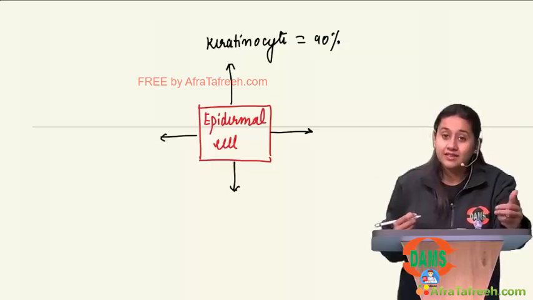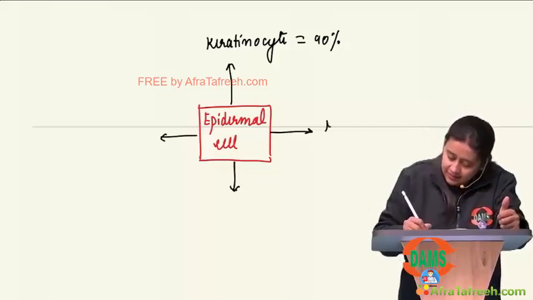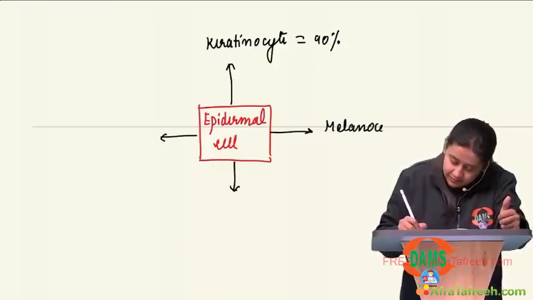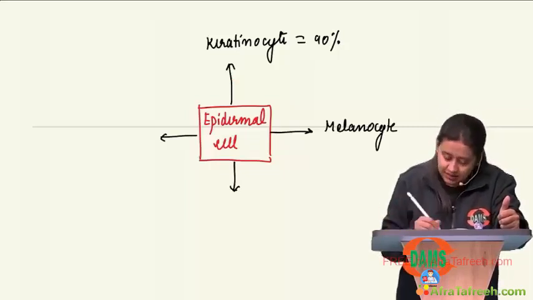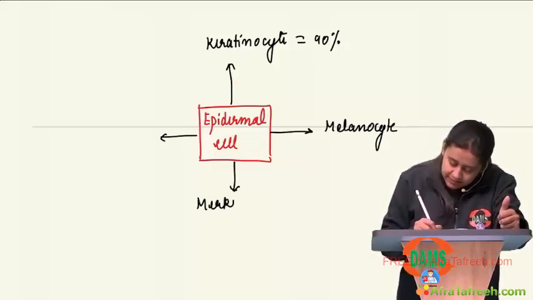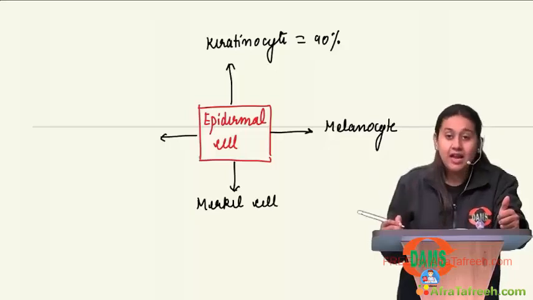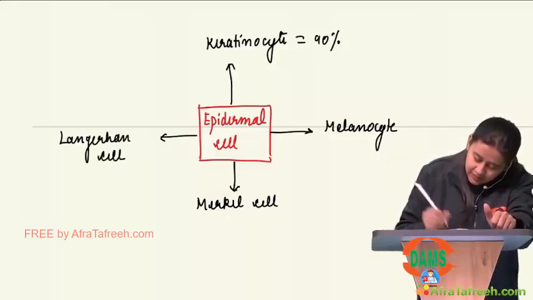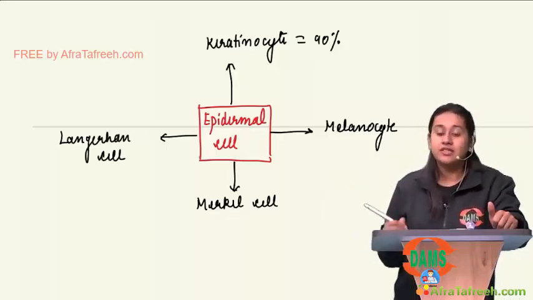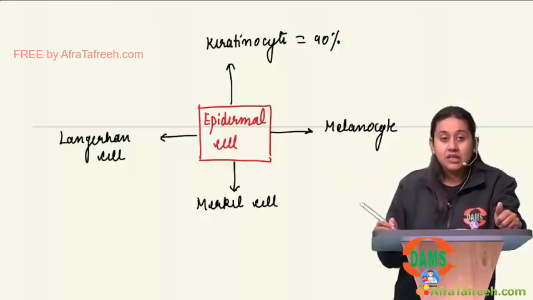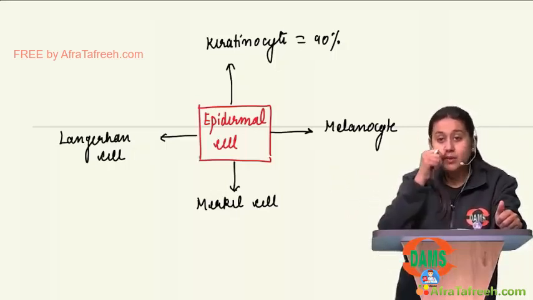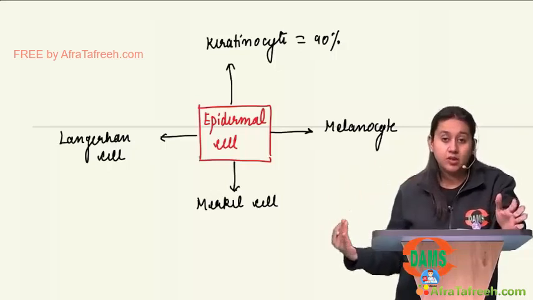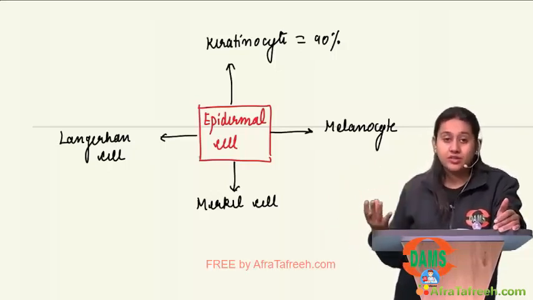What are these other cells? These are melanocytes, Merkel cells, and Langerhans cells. So we have melanocytes, Merkel cells, and Langerhans cells. Now let me discuss some questions which are very frequently asked about these three cells. They do ask you questions related to these three.